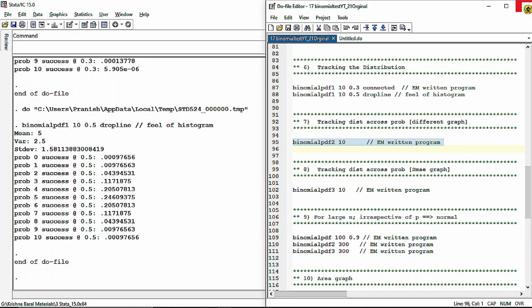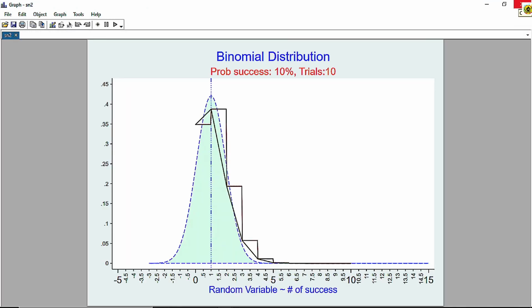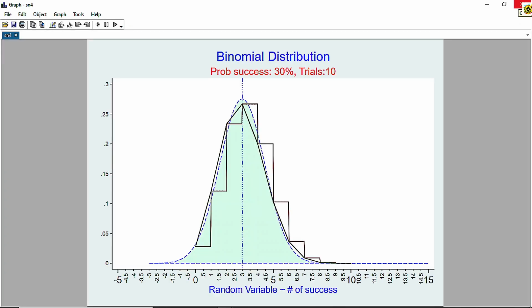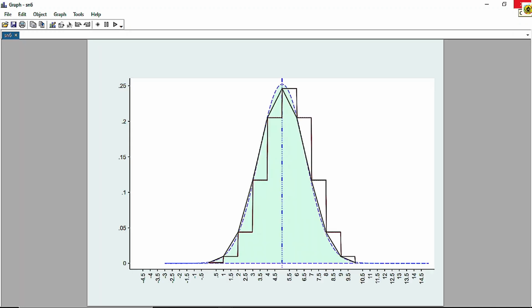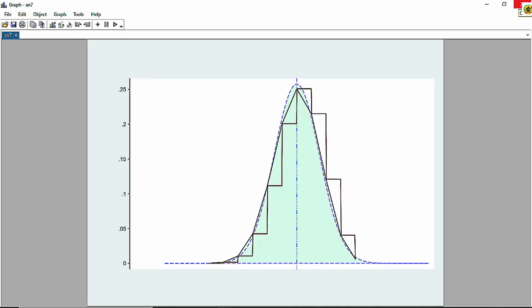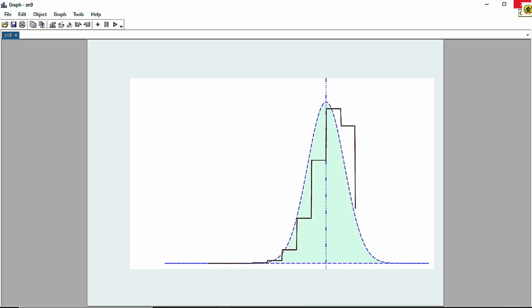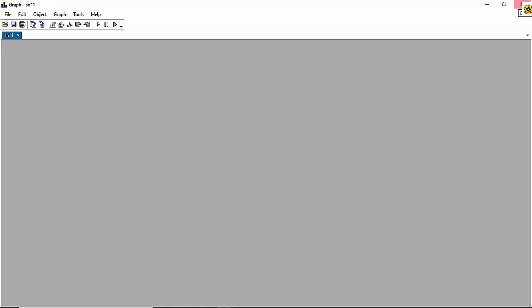Now let us track the changes across all the probabilities, and we'll draw the binomial distribution for certain probabilities. Let's say the probability of success is 0, this is 10, and so on. For different probabilities of success, what does the nature of the distribution look like? At 50% probability of success, the graph is more symmetric. At 60%, as the probability of success increases, the left tail will increase.